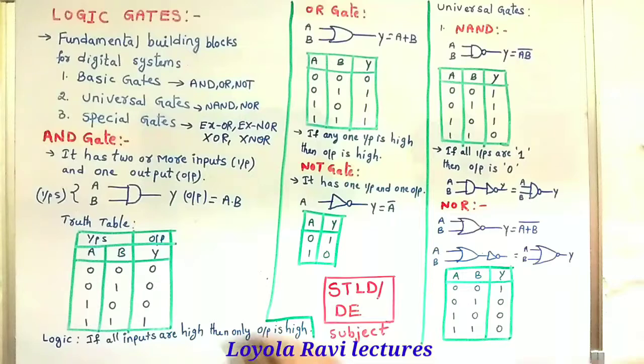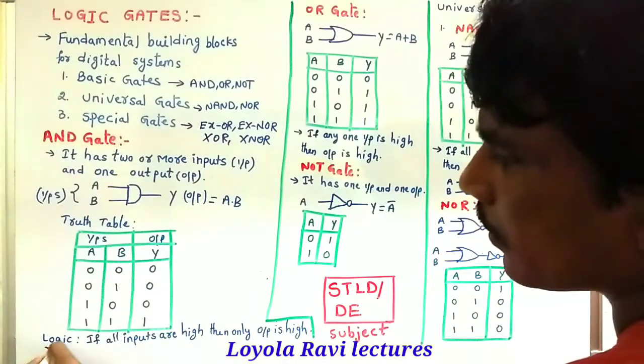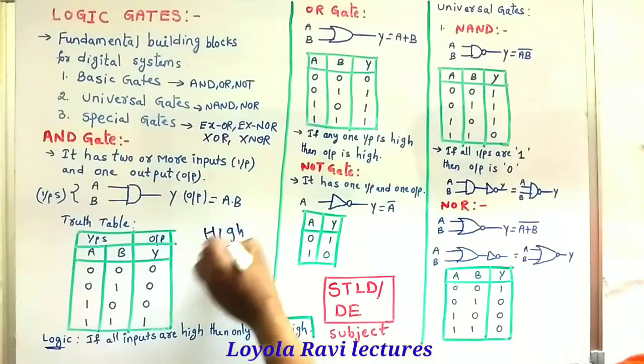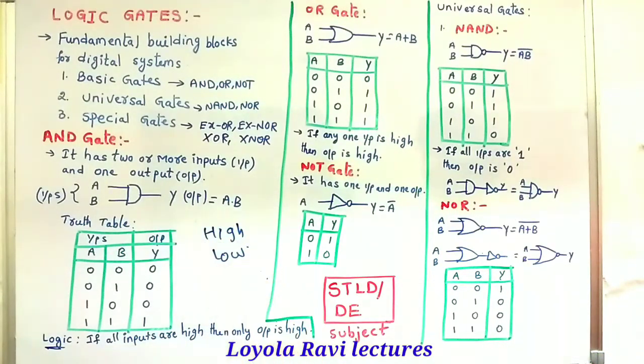Then here, what is high logic and what is low logic? We have two types of logic. One is high logic, another one is low logic.